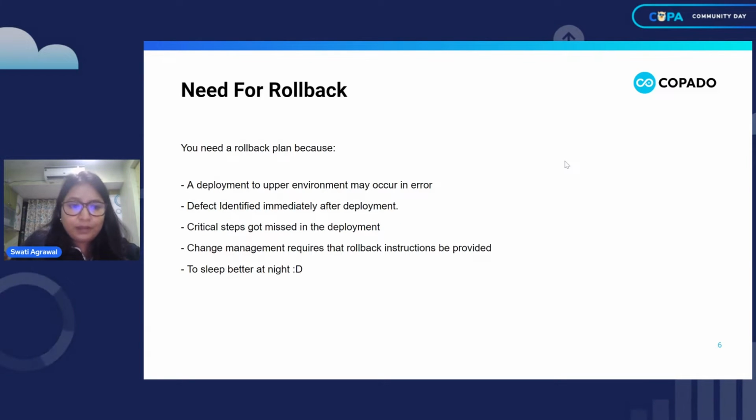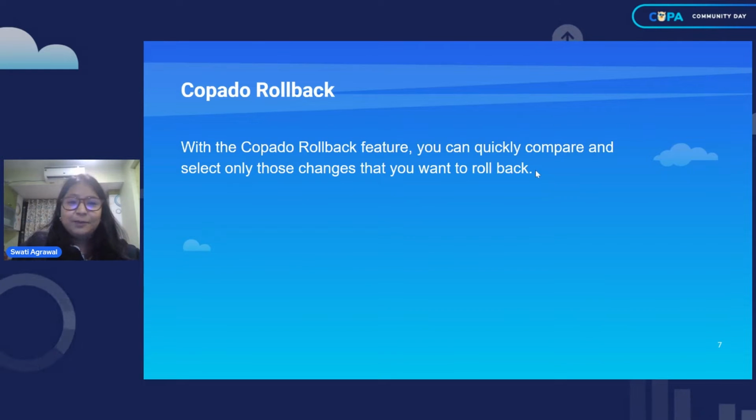What's the need for rollback? You might need a rollback plan because a deployment to an upper environment may occur in error, a defect is identified immediately after deployment, critical steps got missed in the deployment, or change management requires that rollback instructions be provided. And of course, you don't want to get a call late at night that, hey, we have a production issue, we want to roll back, right? So, to sleep better at night. Copado rollback: with the Copado rollback feature, you can quickly compare and select only the changes that you want to roll back.